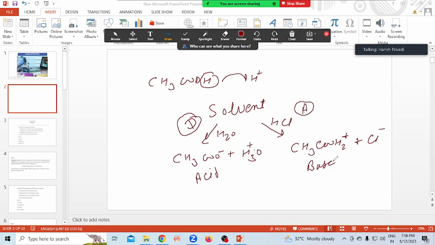So according to this, we can say that the nature of any acid or any base depends on its solvent. If the solvent is different, then its characteristic also changes.